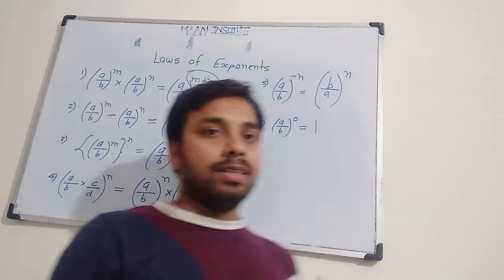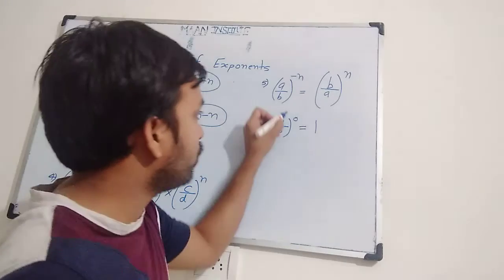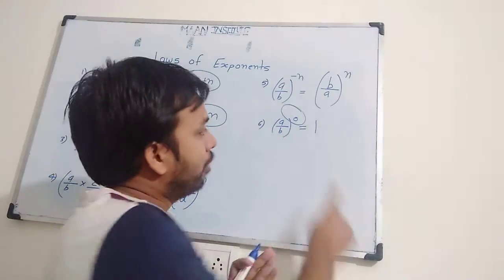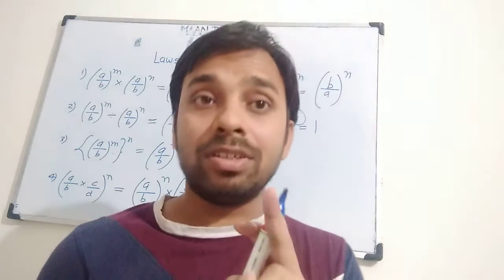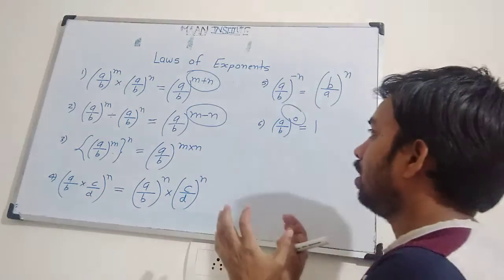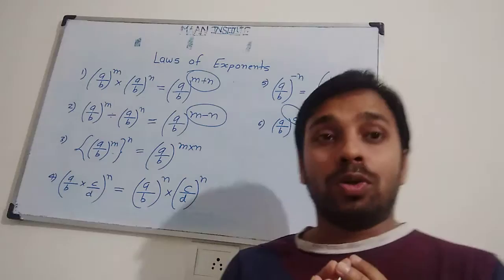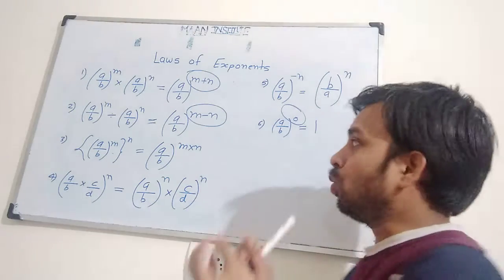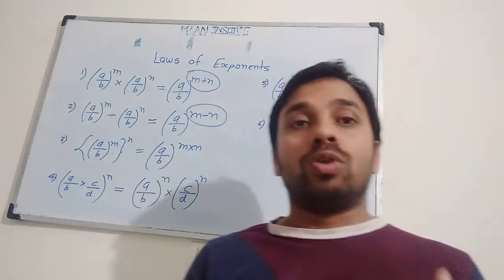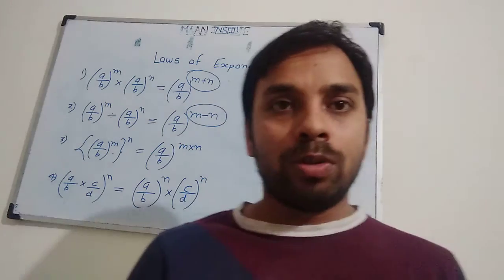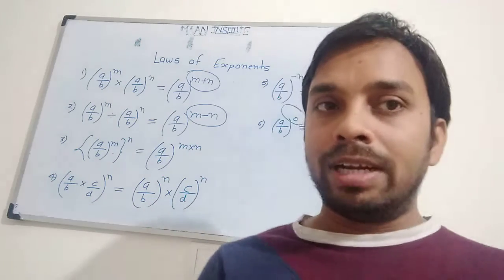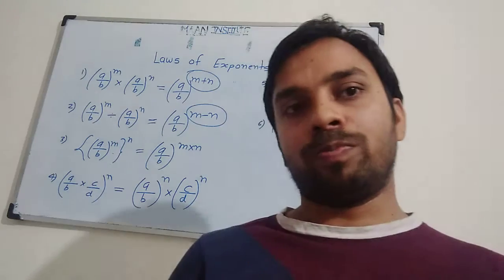Okay. Just remember, if there is a power of 0 to any base, we will just write down the answer is 1. Clear? Okay. Hopefully you will get every law. I have told you in a very easy manner how to understand these laws. Now it's time to take some questions, so that you can easily understand these laws. So we are going to take some questions now.